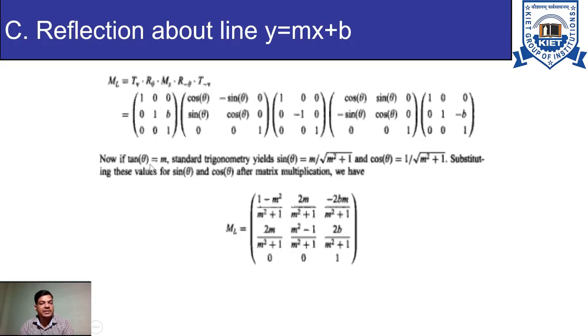We know that tan theta equals m, so from this we can calculate that sin theta equals m upon the square root of m squared plus 1, and cos theta equals 1 upon the square root of m squared plus 1. By substituting these values of cos theta and sin theta, we get this matrix, and we can directly apply this matrix when doing reflection about y equals mx plus b.